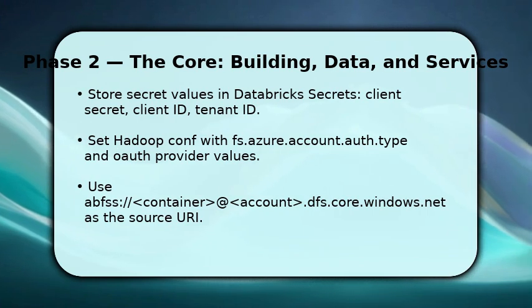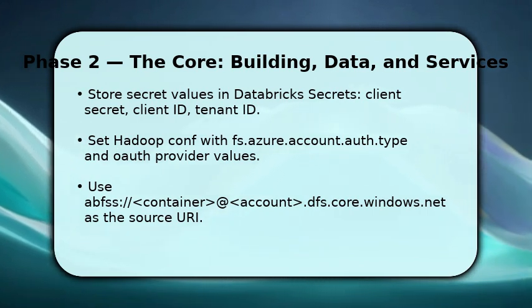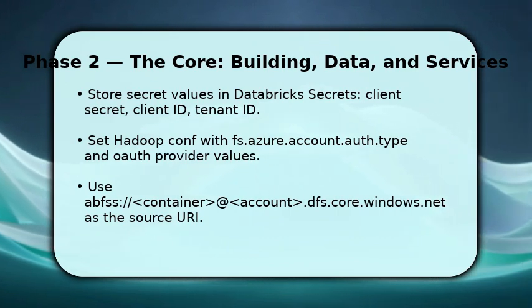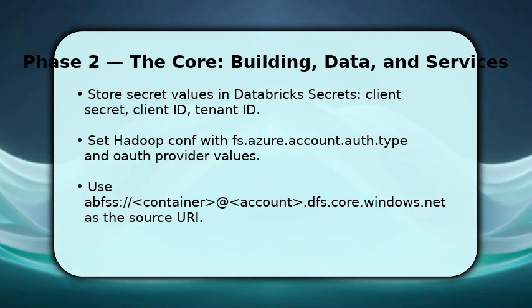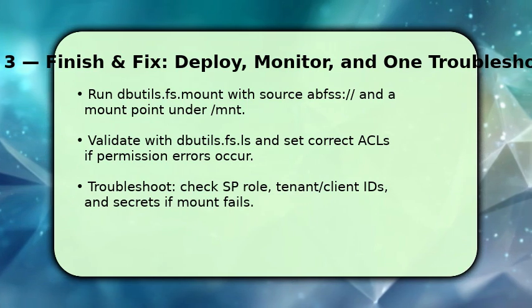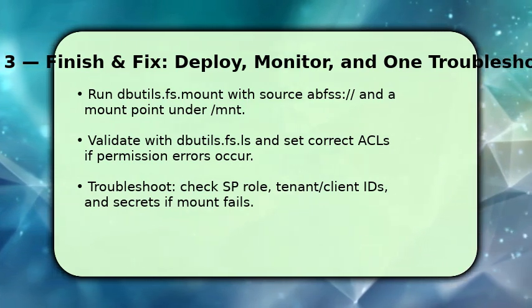Use the abfss://container URL as your source. This tells dbutils which file system to mount. You finish by executing dbutils.fs.mount with the abfss source, the destination mount point under /mnt, and the config map that pulls secrets.